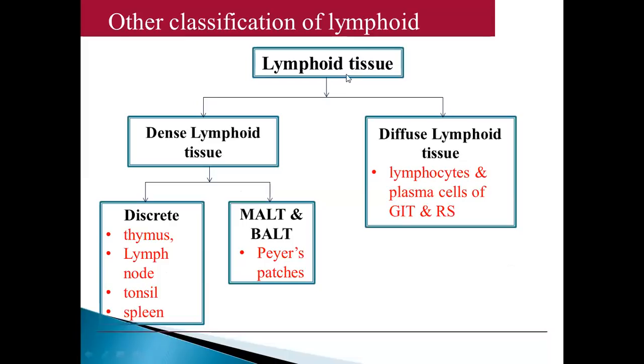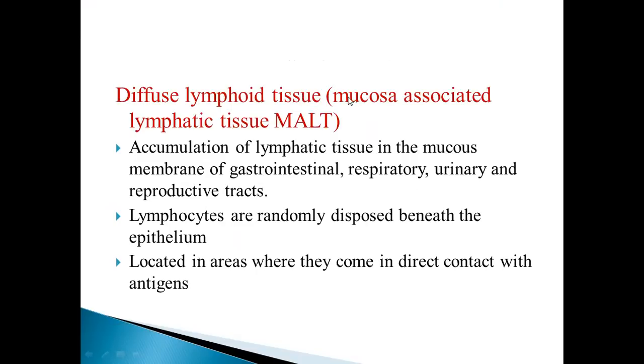For the classification of lymphoid tissue, we have dense lymphoid tissue and diffuse lymphoid tissue. The dense lymphoid tissue includes the thymus, lymph node, tonsil, and spleen, which we are going to see in detail histologically, and MALT and BALT like Peyer's patches. Diffuse lymphoid tissue consists of lymphocytes and plasma cells of the GIT and respiratory system. Diffuse lymphoid tissue is mucosa associated lymphoid tissue, that is MALT.